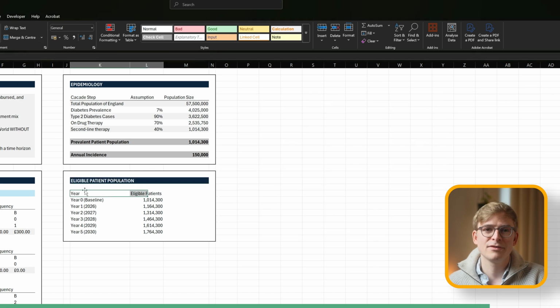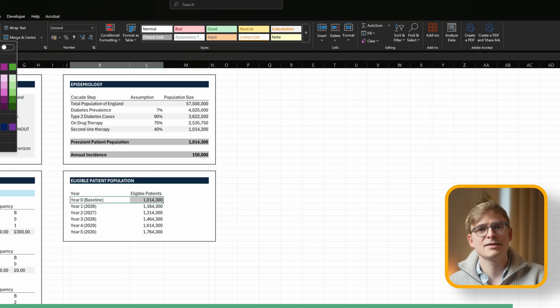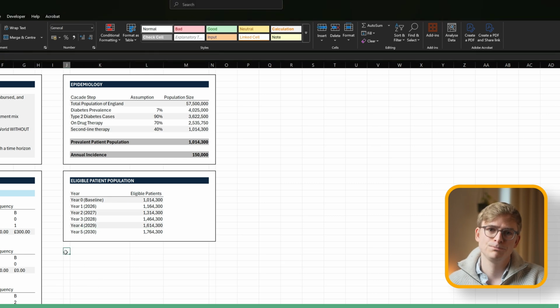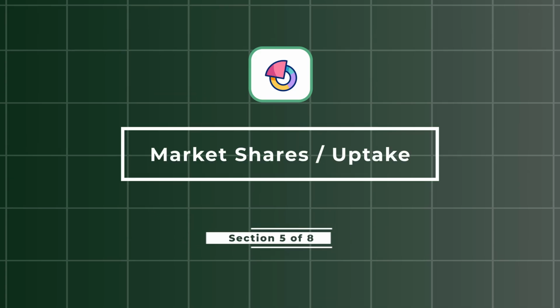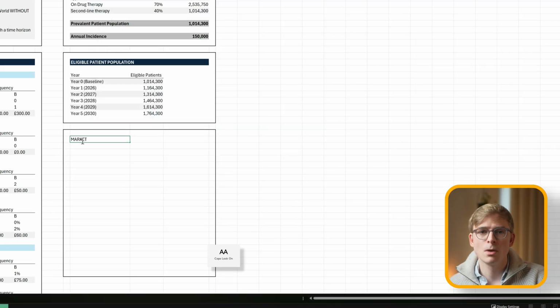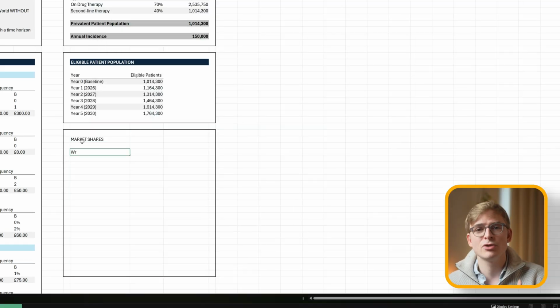I'm not going to bother with this for our simple example here, but it's something to keep in mind when you build your next budget impact model. Now that we know our eligible patient population for the next 5 years, we need to make some assumptions on the market shares of treatment A and treatment B.